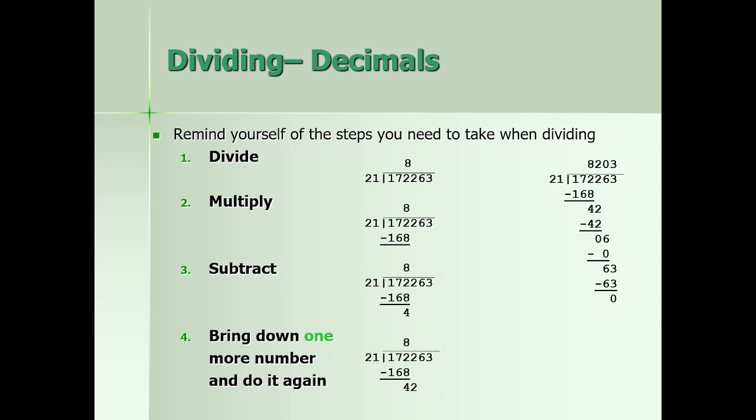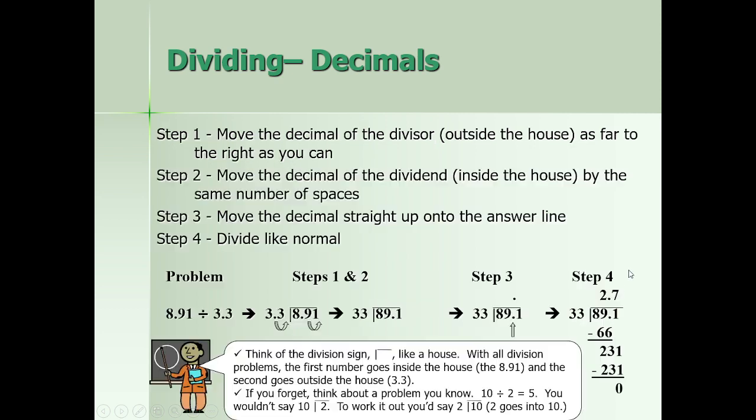So let's remind ourselves of the steps we need to take when dividing. First, we divide the number within the house and the number on the outside. We multiply by putting a number on the house, multiplying by the number outside of the house, and putting the answer within the house. Then that answer that we have, we will subtract it from the first original number inside, which will give us 4 in this case. And then we bring down one more number to do it again, and so on. So you can see the rest of the problem solving itself here, bringing down each number until we get 0.